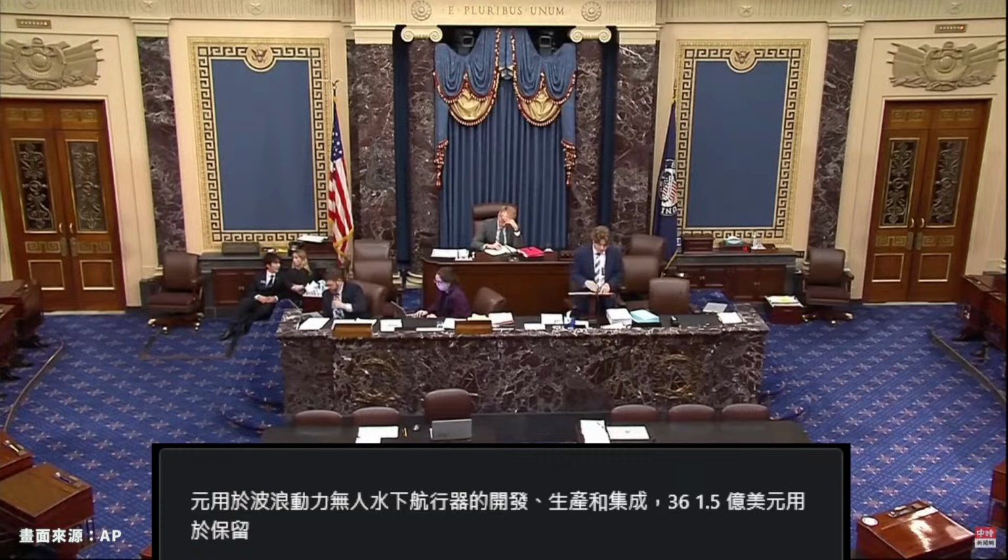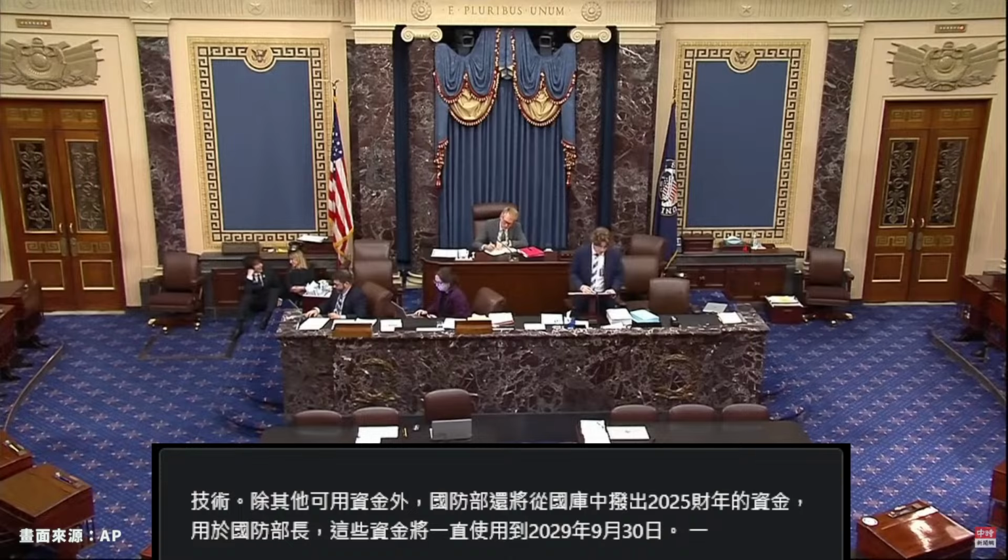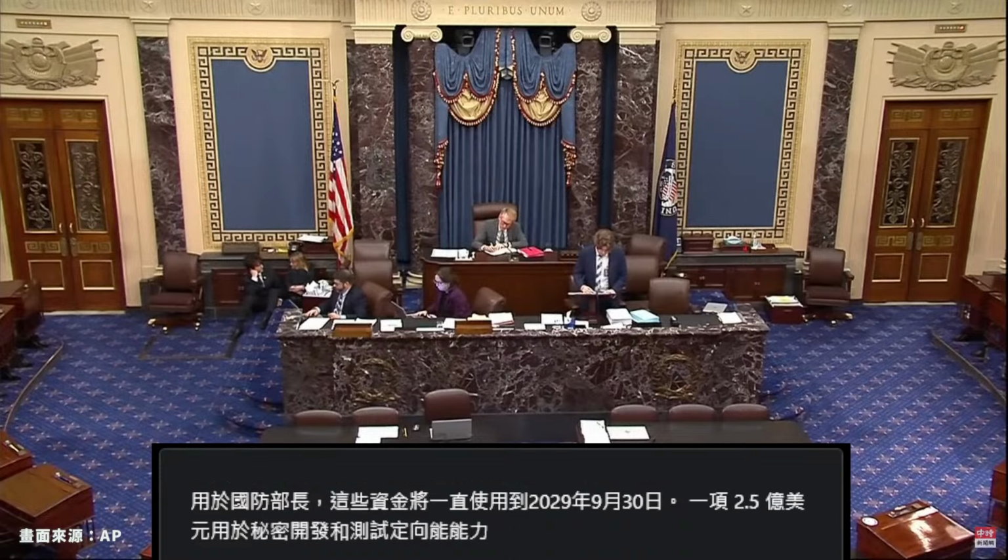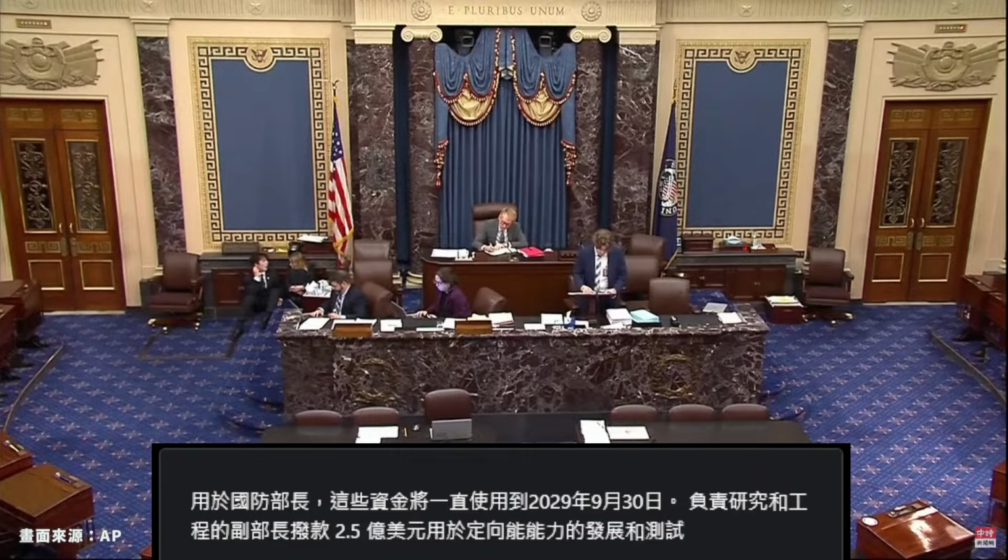In addition to amounts otherwise available, there are appropriated to the Secretary of Defense for fiscal year 2025 out of any money in the Treasury not otherwise appropriated to remain available until September 30th, 2029. 1, $250 million for development and testing of directed energy capabilities by the Undersecretary for Research and Engineering. 2, $500 million for national security space launch infrastructure. 3, $2 billion for air-moving target indicator military satellites.